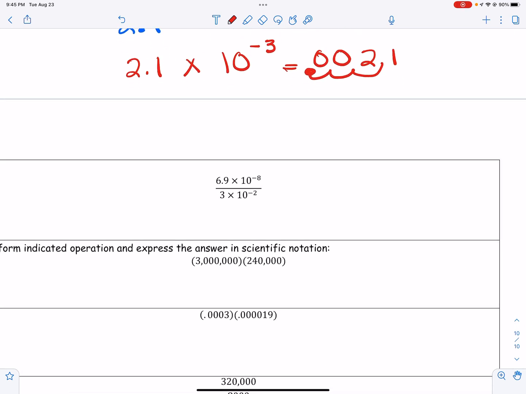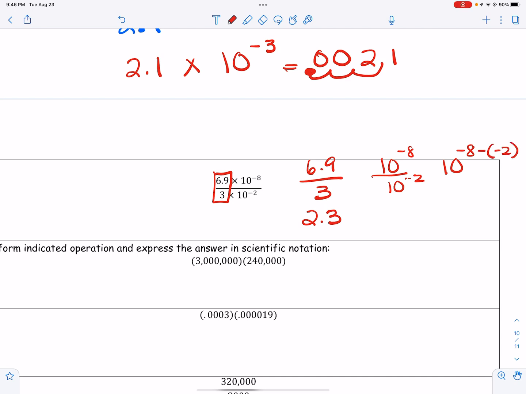All right, so this one, we are going to take our 6.9 and divide it by 3, and that gives me 2.3. We're going to take 10 to the negative 8 and divide it by 10 to the negative 2, which is 10 to the negative 8 minus negative 2. That becomes negative 8 plus 2, which is 10 to the negative 6.